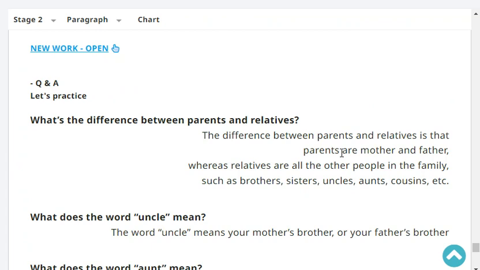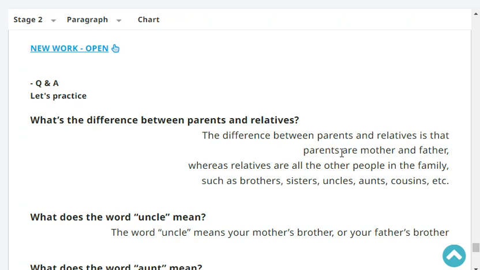What's the difference between parents and relatives? The difference between parents and relatives is that parents are mother and father, whereas relatives are all the other people in the family, such as brothers, sisters, uncles, aunts, cousins, etc.